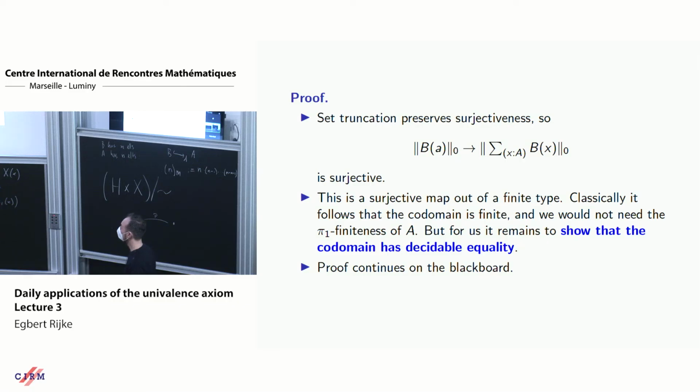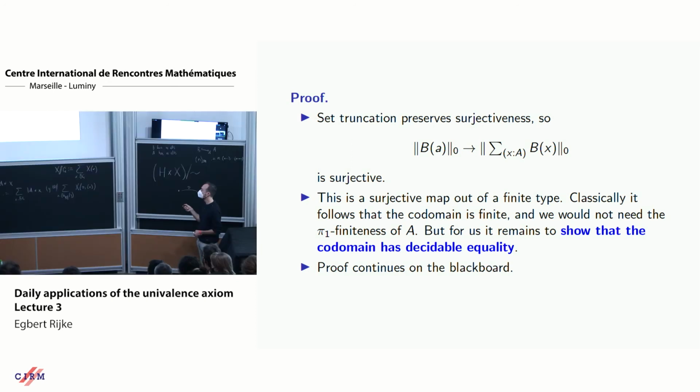And we will have to show now by hand that the codomain is finite. But it's not so bad. The codomain of a map out of a finite type is finite if and only if it has decidable equality. So we only have to show that this situation here, where the equality is maybe not decidable, cannot occur. So if we show decidable equality, then we're done.